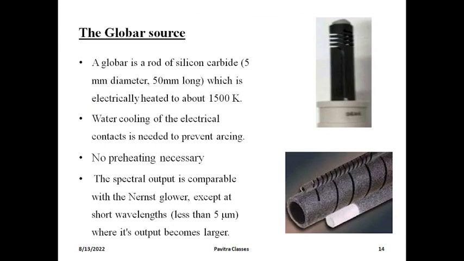Next is the globar source. Globar is a rod of silicon carbide. In this picture you can see the silicon carbide rod. It is around 5 millimeter in diameter and 50 mm long, and it is electrically heated to about 1500 Kelvin. Compared to the Nernst glower source, it is at a lower temperature, but it also has a high temperature.